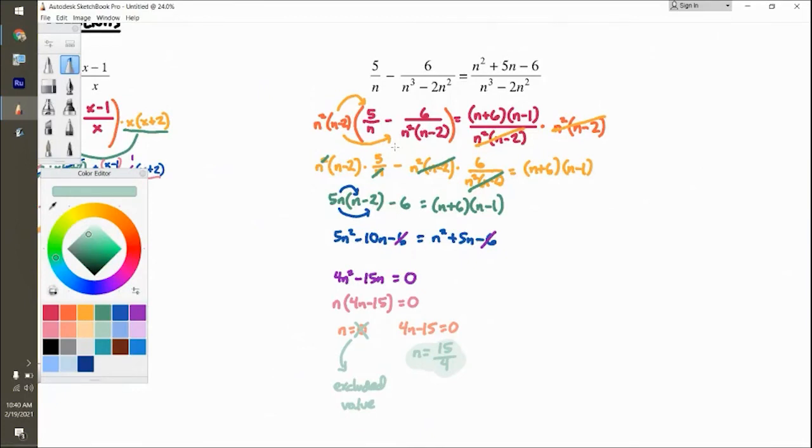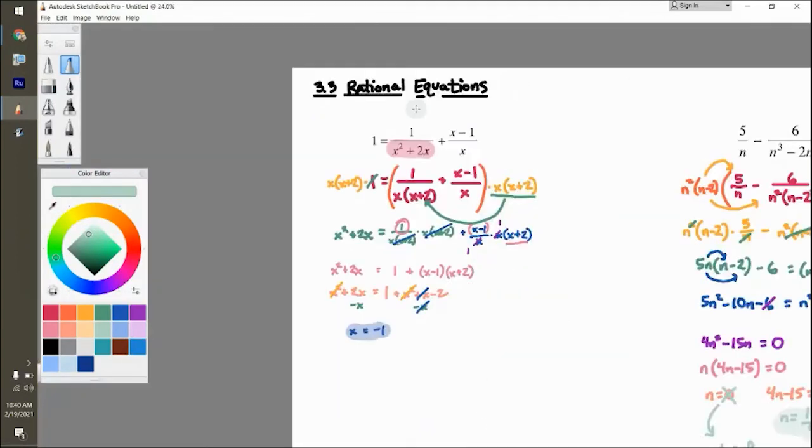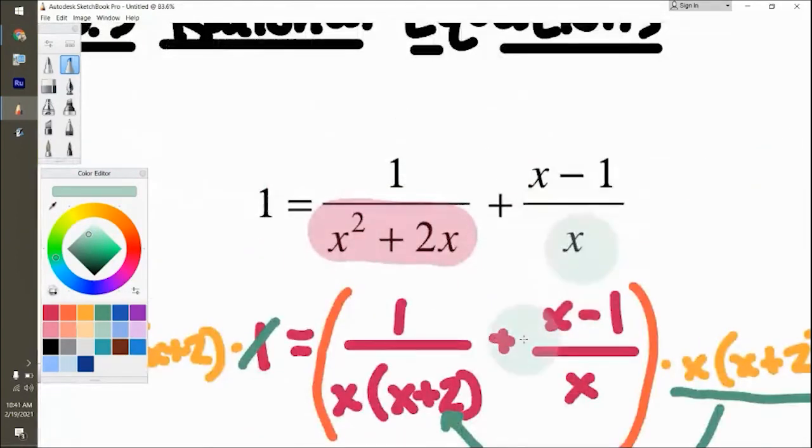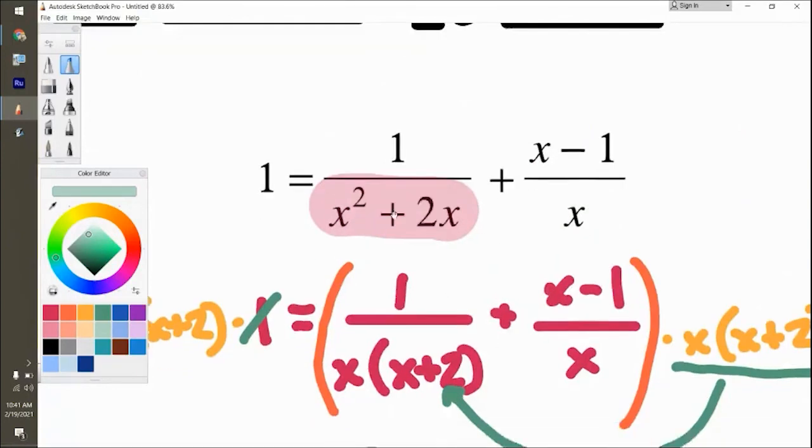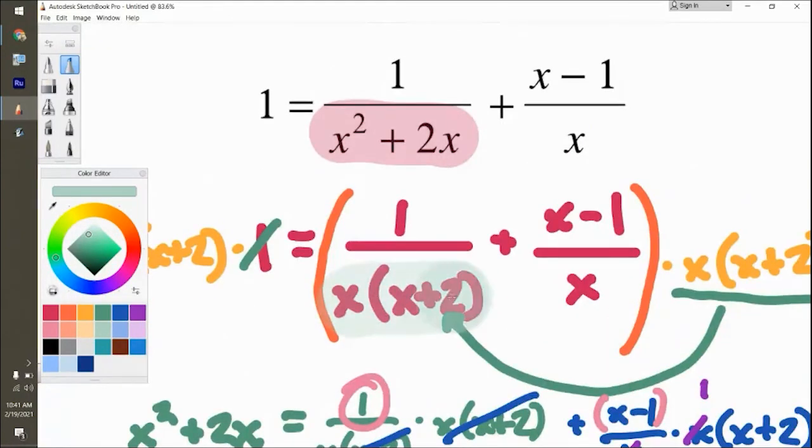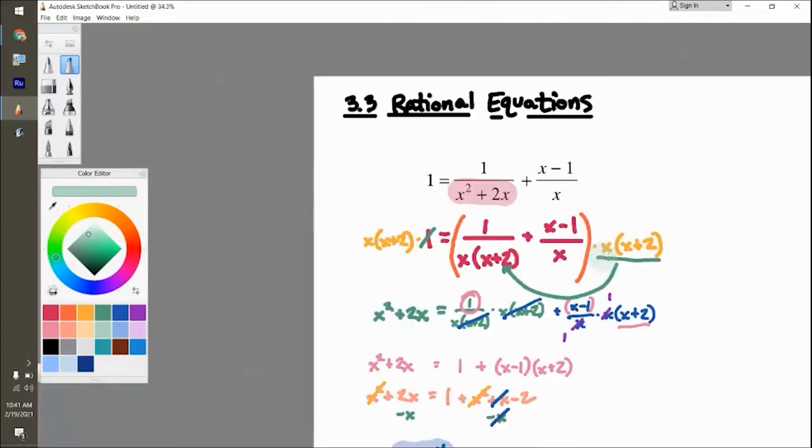I'm just going to tell you this right now. On your tests, your quizzes, there is always going to be an excluded value. Long story short, excluded values are anytime it's a division by 0. For this first one, let's just say the solution was 0. That would cause a division by 0, okay? Or say -2, because -2 would cause a division by 0 as well. It just wasn't the answer, so we didn't have to worry about it.